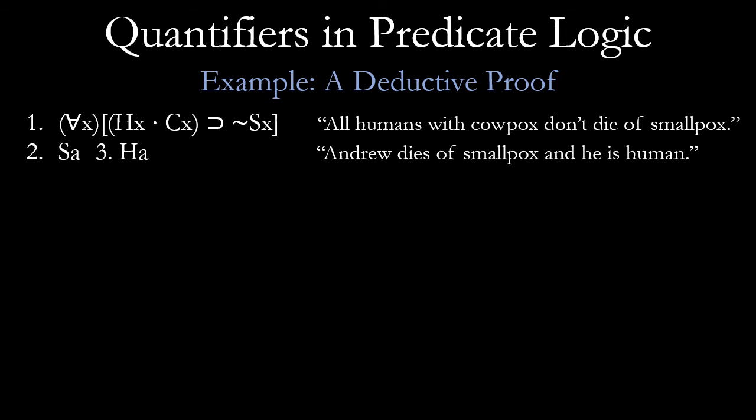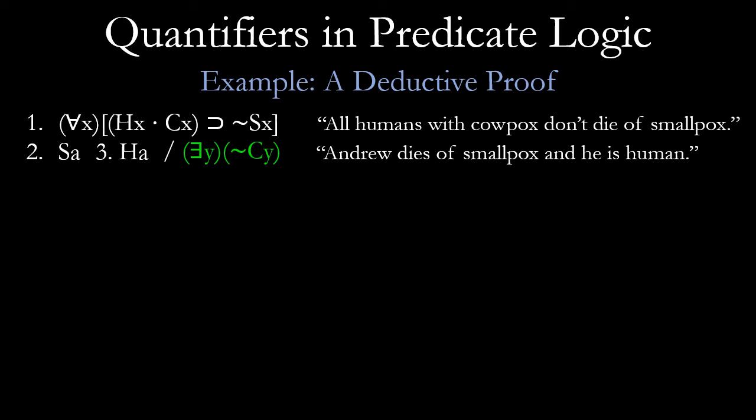Right? Okay, now let's say we also have some more information. Let's say Andrew dies of smallpox. So we've got SA. And Andrew is a human, right? So HA, right? So Andrew dies of smallpox and he is human. So notice the constant A refers specifically to Andrew. All right, now let's say we want to show, based on this information, that there exists something that does not have cowpox. Right, do we see this? With the green, this is what we want to show.